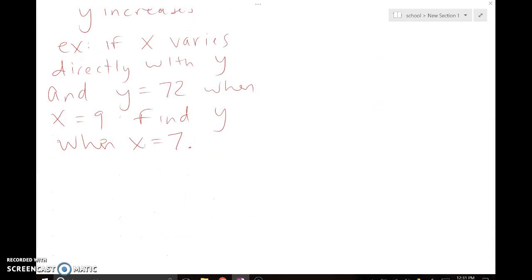For example, if x varies directly with y and y equals 72 when x is 9, I'd like you to find y when x is equal to 7. All right, so what we're going to do is first try to solve for what this constant is, because that's the one value that every single scenario has in common. So here's how we'll set it up, keeping in mind that y equals kx is our standard that we're going to just plug in and solve for any missing.